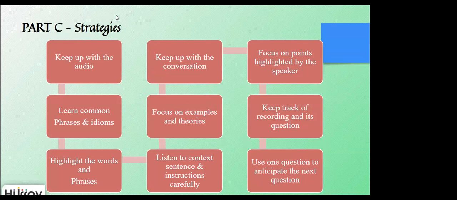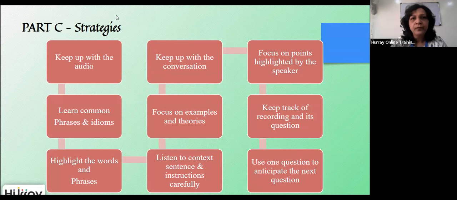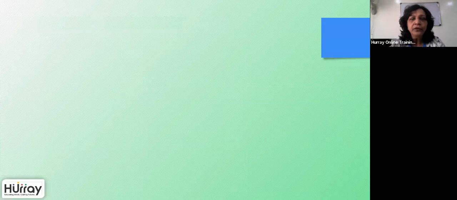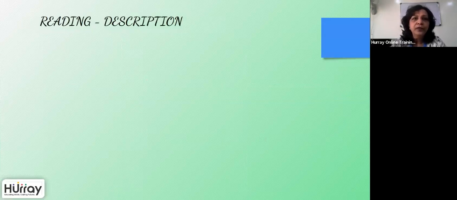Because there is a continuity here. Out of the two extracts, both extracts will be on different topics. Once one extract is over, you come to the other extract. Now, with this, we come to the end of the listening module. Now, let's look at the reading subtest and the description of the test.